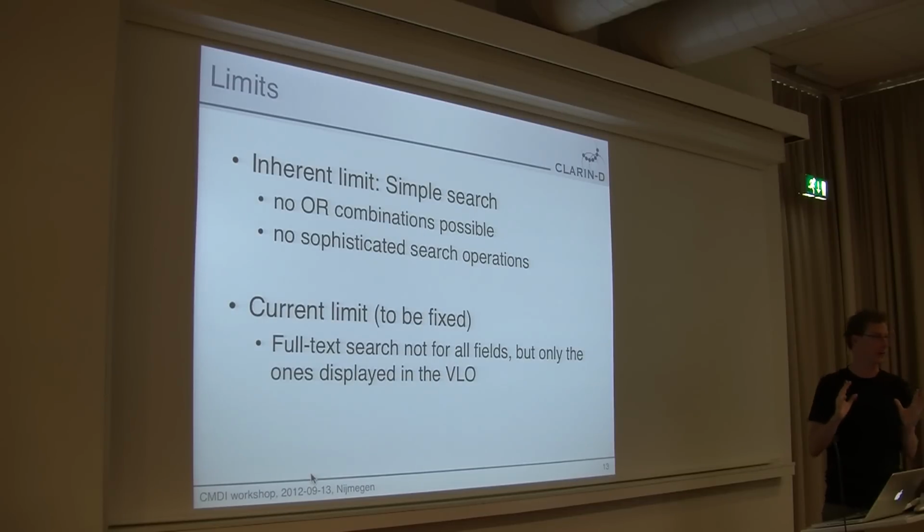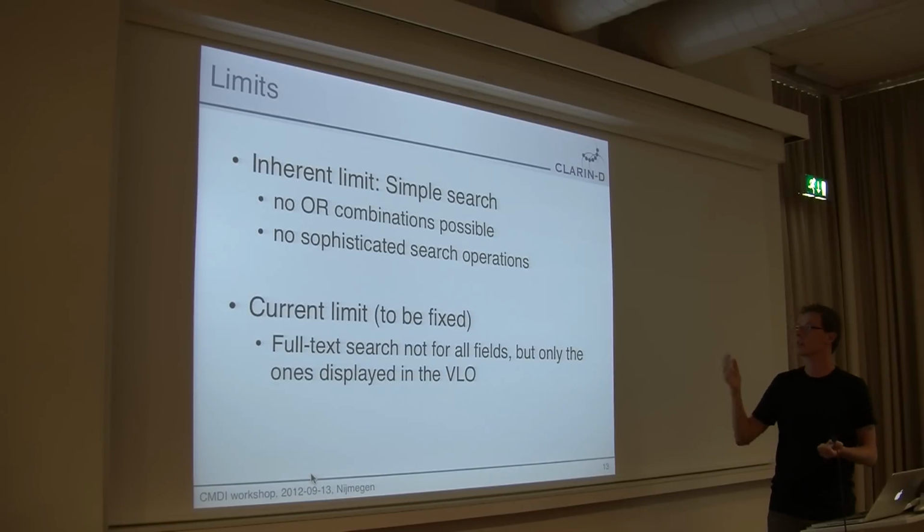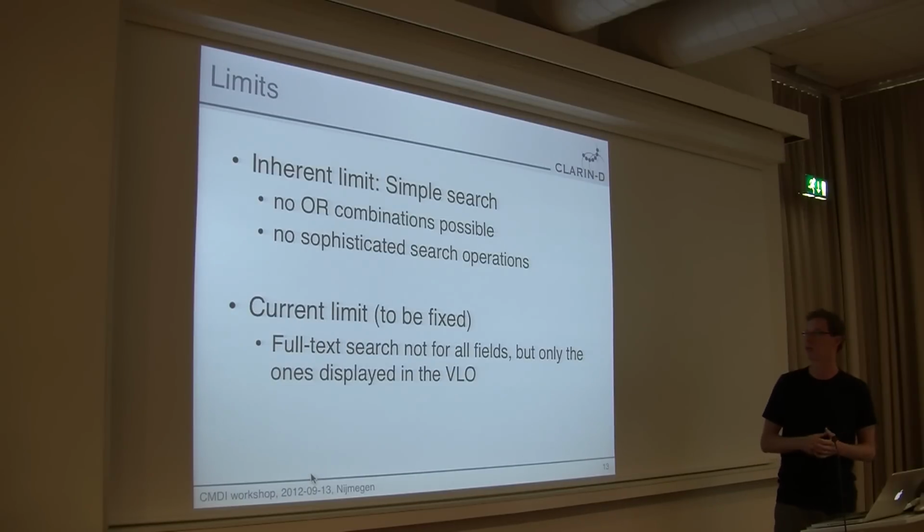And there are two kinds of limits to the facet search at this point. There are, first of all, the inherent limits. So it is really a simple search. You cannot find, let's say, certain video recordings with 3 actors, of which 2 of the 3 actors are over 80 years old. Such kind of search questions cannot be answered by the Virtual Language Observatory.